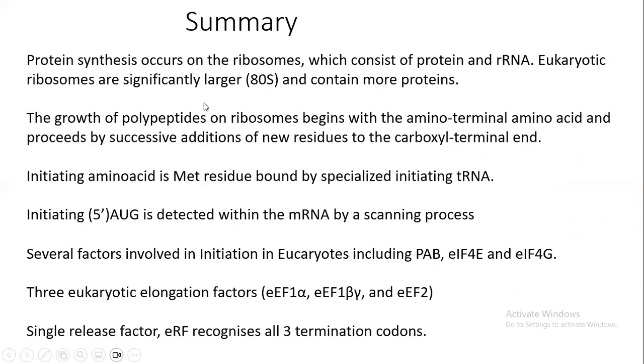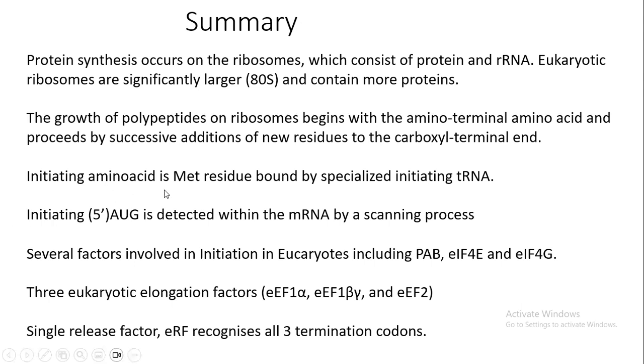So, in summary, protein synthesis occurs on ribosomes, which consist of proteins and ribosomal RNAs. Eukaryotic ribosomes are significantly larger. They are known as the 80S ribosomes, which are made up of two subunits, smaller 40S and larger 60S. The growth of the polypeptide on the ribosome begins with the amino terminal amino acid and proceeds by successive addition of new amino acid residues to the carboxy terminal end.